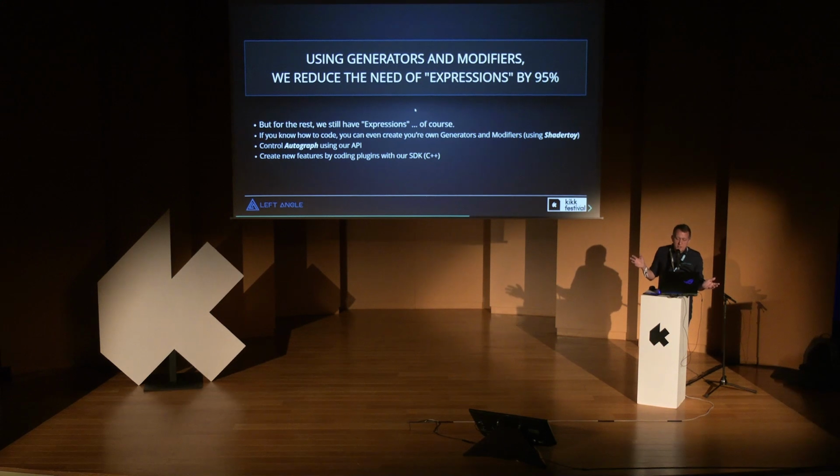So by using modifiers and generators, we can reduce the need for expressions. But obviously, for some cases, you still need expressions. So we have an expression editor. And if you are a coder and use Shadertoy, you can create your own filters and your own generators using Shadertoy right inside Autograph, using a generator with a code editor, and you directly code inside the software. Obviously, we also have an API to control Autograph with another application, with another program, or maybe a web server or web services. And you can also, obviously, create a new feature and plugin using C++ with our SDK.